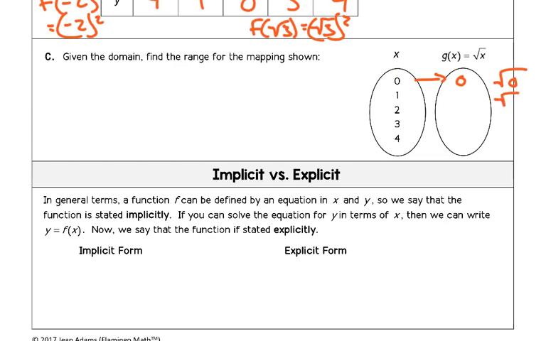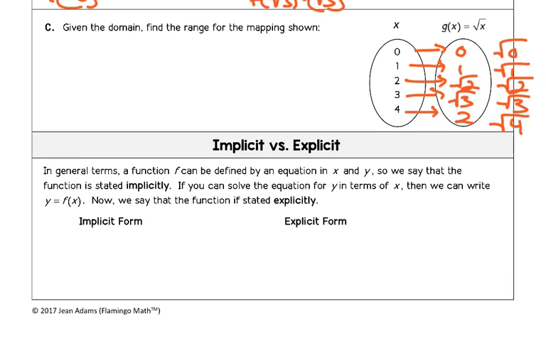I do the square root of 1, and I get 1. What about 2? What does it map to? I do the square root of 2. That's an irrational number, so we can't simplify that. We'll just leave it as the square root of 2. 3 is going to map to, similarly, an irrational number. You can't simplify the square root of 3, so we just leave it as the square root of 3. And 4, we plug in 4 to our function, and we get 2.